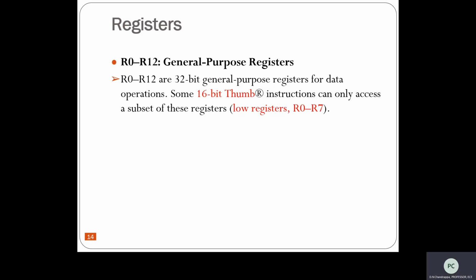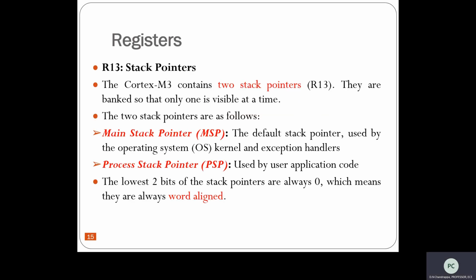Okay, now according to the previous slide, we specified R0 to R12 as general purpose registers. These are all 32-bit registers. R0 to R7 are called low registers, which are 32-bit registers. And R8 to R12 are called high registers, which are also 32-bit registers. Then there is the stack pointer, which I already explained.